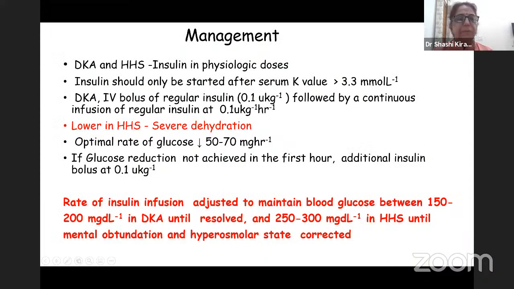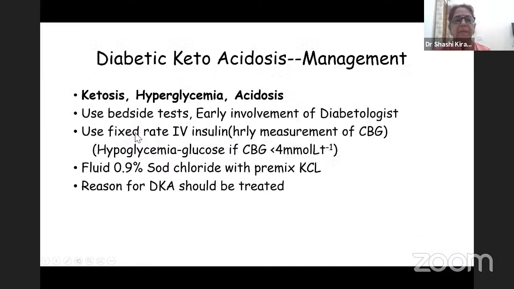How to manage? If the patient is having these conditions, insulin should be given in physiological doses. The point to be noted is that the insulin requirement is lower in HHS because of severe dehydration. The rate of insulin infusion should be adjusted to maintain blood glucose at 200 milligram percent in DKA and 250 to 300 in HHS till the hyperosmolar state is corrected.